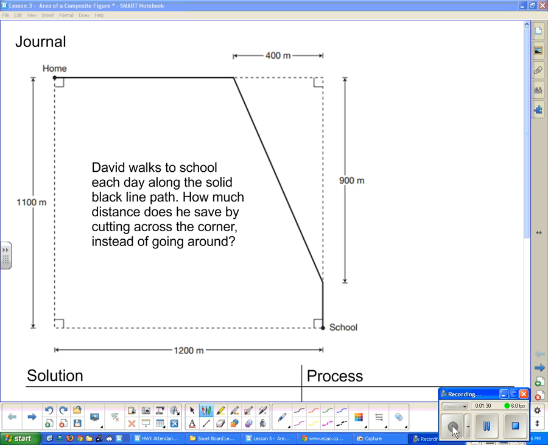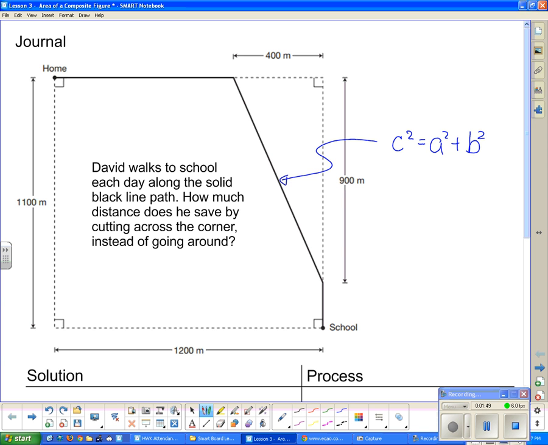Okay, now that you're ready to do the question, the first thing we need to do is figure out what this line is, because we don't know what it is, but I gave you the hint before that it is the hypotenuse of a right angle triangle. And when we're finding the hypotenuse of a right angle triangle, we know that it's c squared equals a squared plus b squared. In this case, our a and b are these dotted lines here. Those make up the arms of the right angle triangle. So that's 900 squared plus 400 squared.